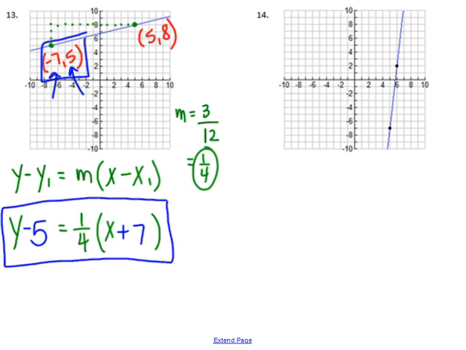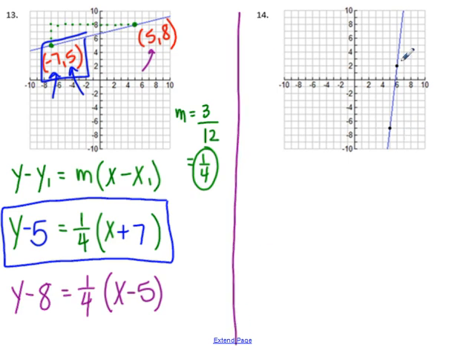If you use the next point, the 5, 8, well, in this case, since you have a positive 5 for the x value, you would have x minus 5 inside the parentheses. You would still have a slope of 1/4. And then over here, your y value is a positive 8, so you would have y minus 8. Okay, we'll do one more example. So writing the equation in point slope form for this, first of all, this is the point 5, negative 7, and this is the point 6, 2. And you can use whichever point you want.